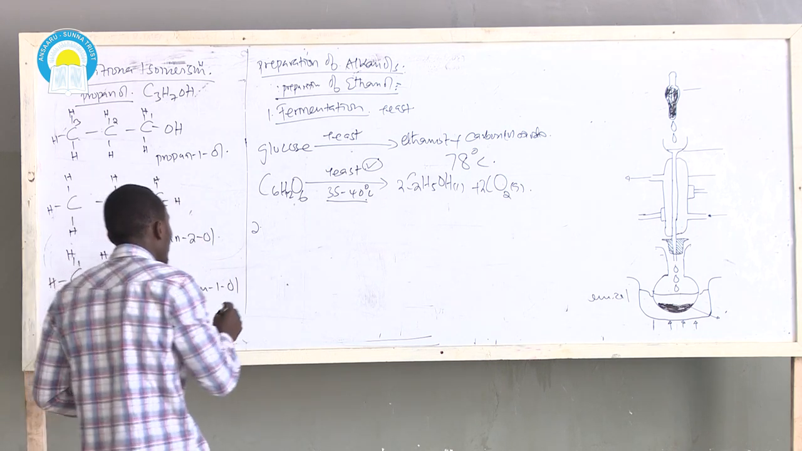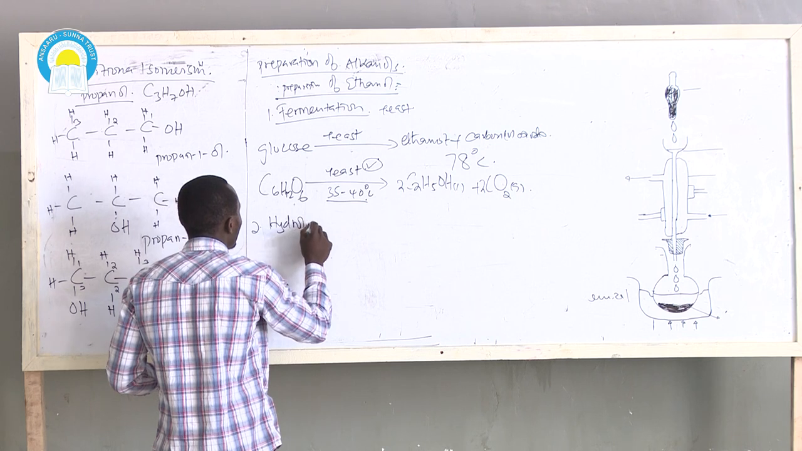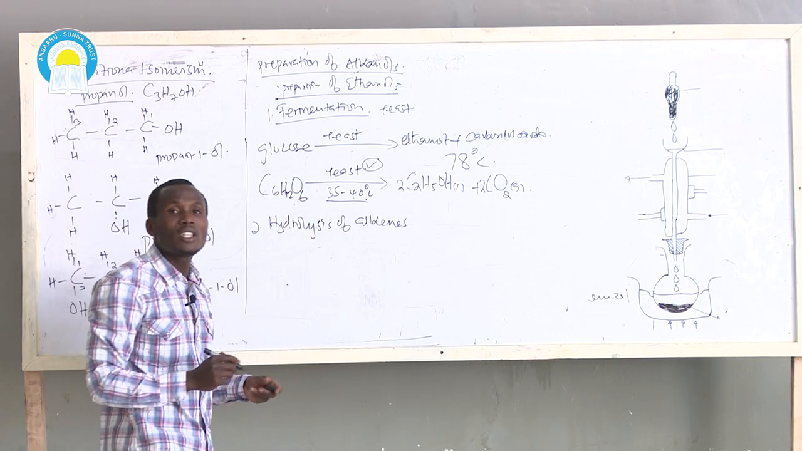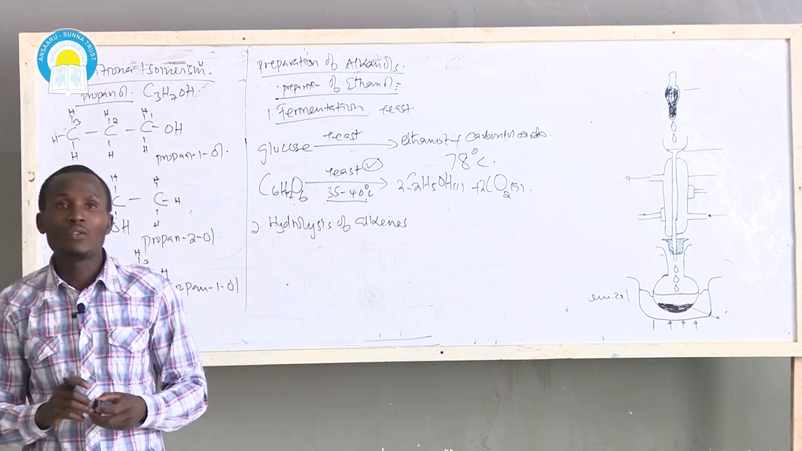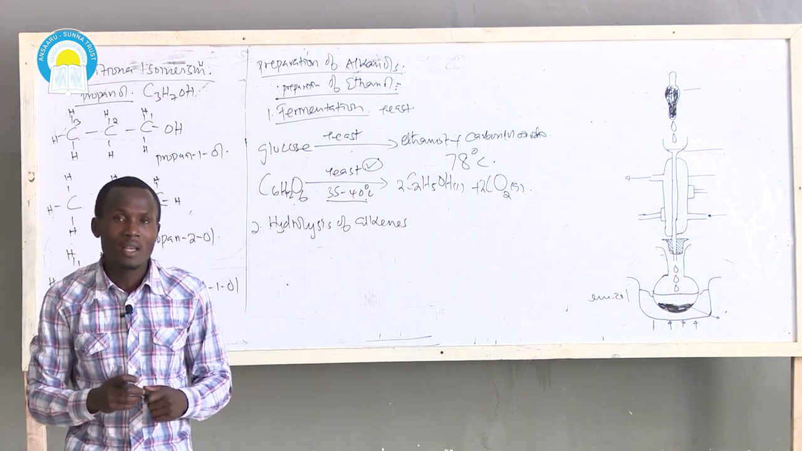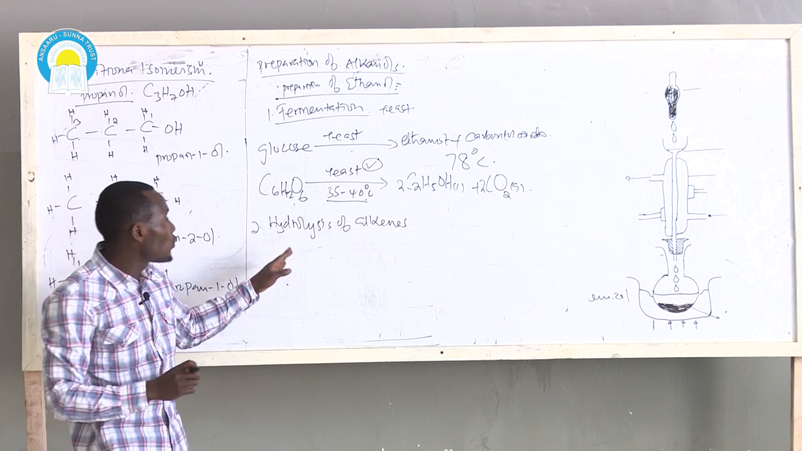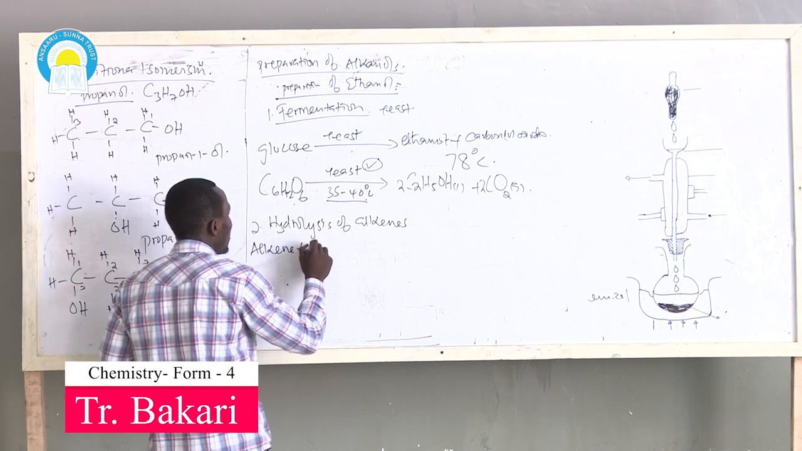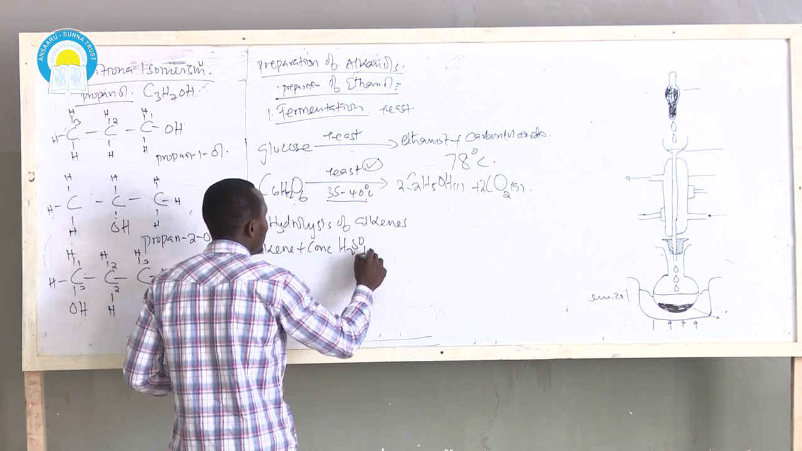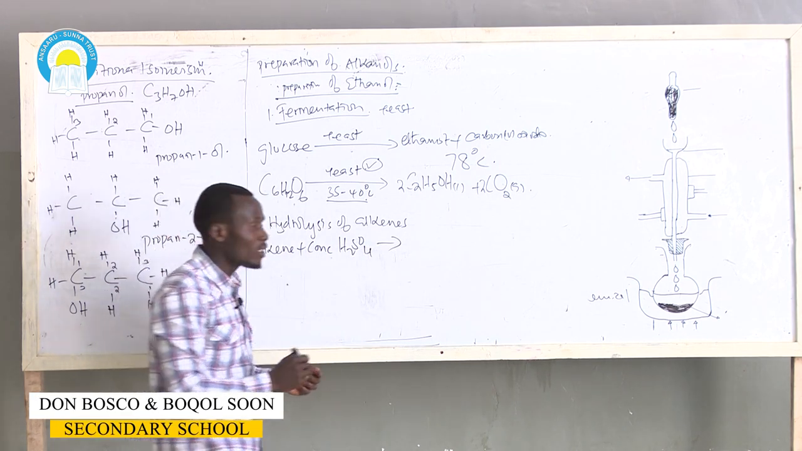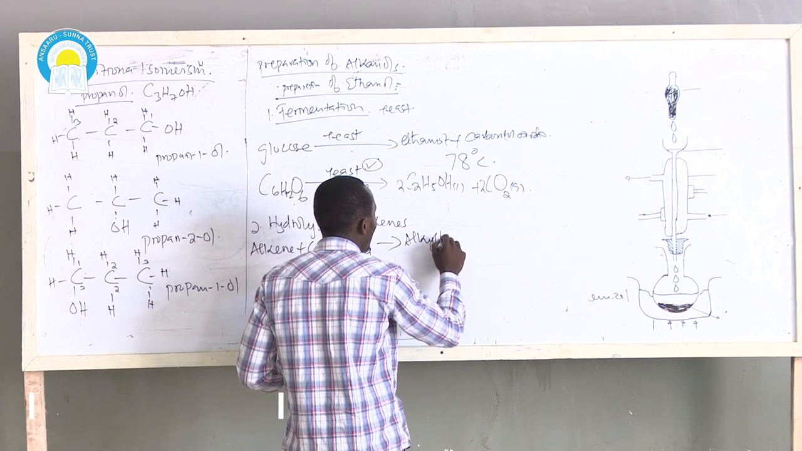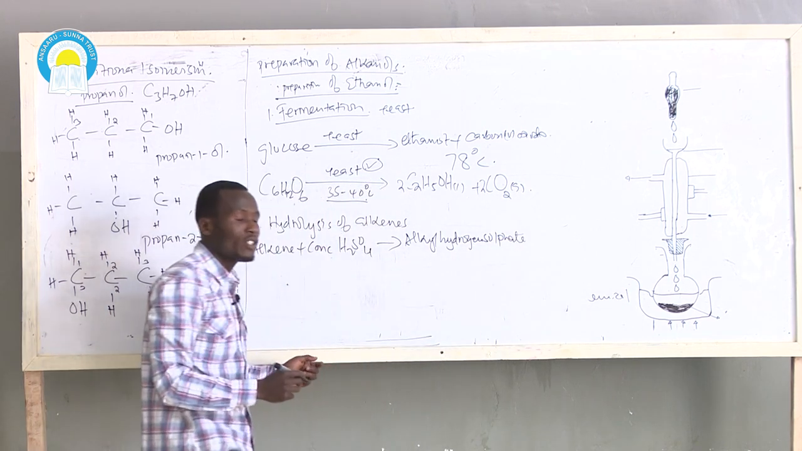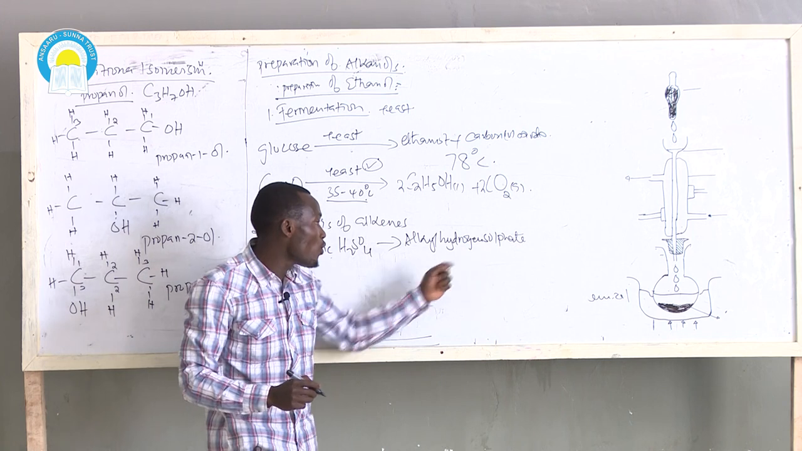Then we have the second method on the preparation of ethanol. We have hydrolysis of alkenes by use of concentrated sulfuric (VI) acid. If you react an alkene with concentrated sulfuric (VI) acid, this gives us alkyl hydrogen sulfate, which is then reacted with water.